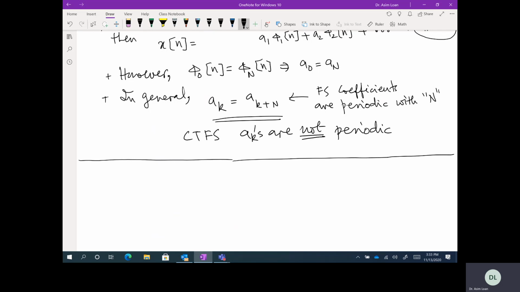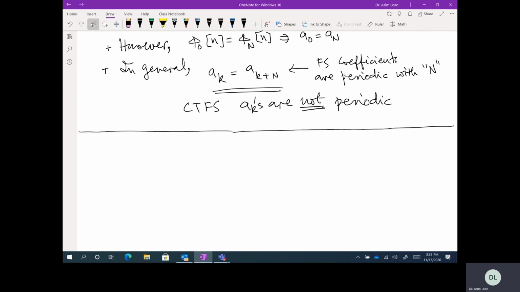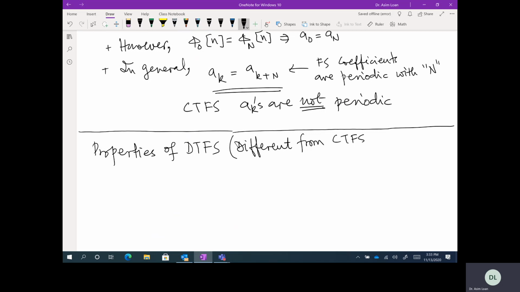So I'm not going to prove the properties. The only properties that are different, properties of discrete time Fourier series that are different from the continuous time case, I'm going to list them, and I'm not going to prove them. You can prove them yourself. Different from continuous time Fourier series.